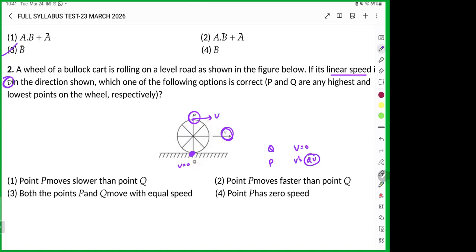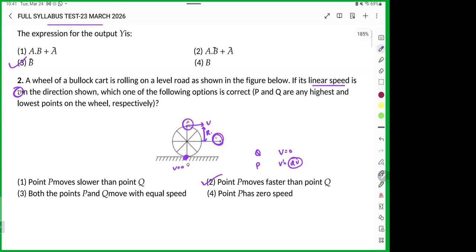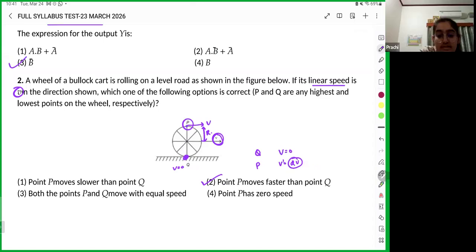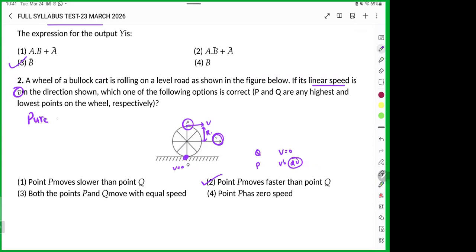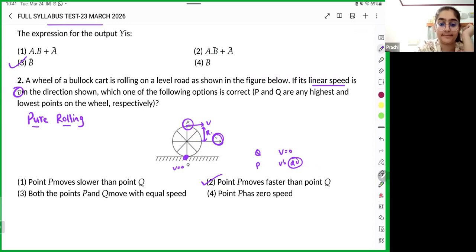Velocity will be double because of this R. So, point P moves faster than Q. Done? Why? Yes, because, sir, this is the example of pure rolling. Yes, Prachi. So clear ho gaya.